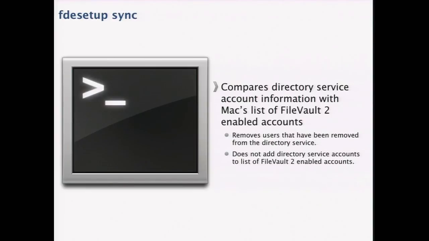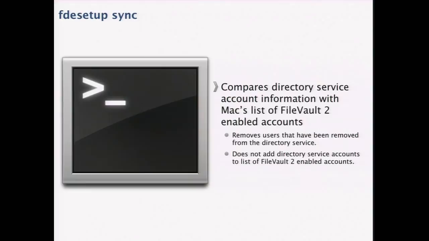fdesetup also has the sync verb, which allows FileVault 2 to check with the Mac's directory service and see which accounts have been changed. Now, its main use currently is to automate the disabling of FileVault 2 enabled accounts by checking with the directory service, like Active Directory or Open Directory, to see which accounts have been removed. Now, if an account has been removed from the directory service, running fdesetup sync on an encrypted Mac will automatically remove the account from the list of FileVault 2 enabled accounts, so it'll disappear from that pre-boot login screen. Now, this sync only affects the account's FileVault 2 status. It doesn't remove the account from the OS, and it doesn't remove the account's home folder.